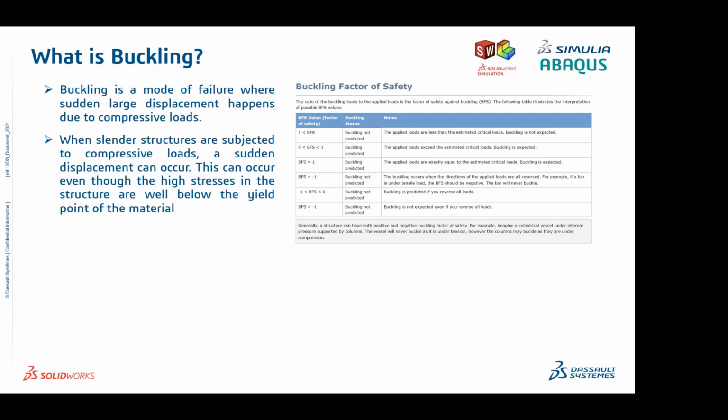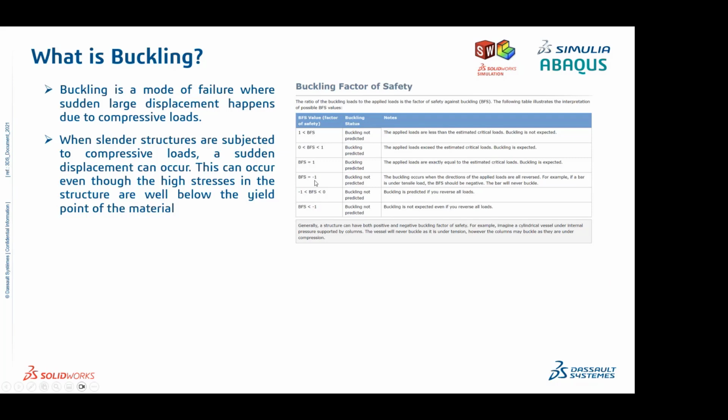And based on that, you can come up with the conclusion whether the model is going to fail with respect to yield first, or even though the model is not going to fail with respect to yield, whether the model is going to buckle, right? So whenever you have a BF factor less than 1, definitely buckling is expected, which it says in the second row. And if the buckling factor of safety is more than 1, yes, that means there is no prediction of buckling, right?